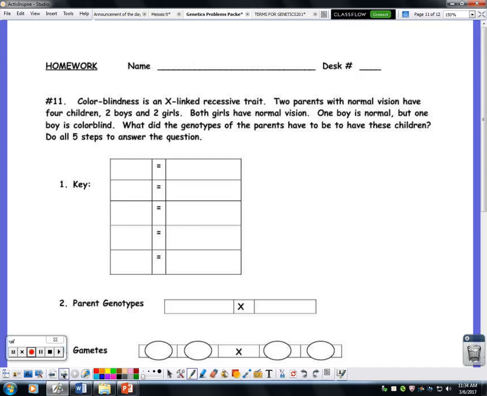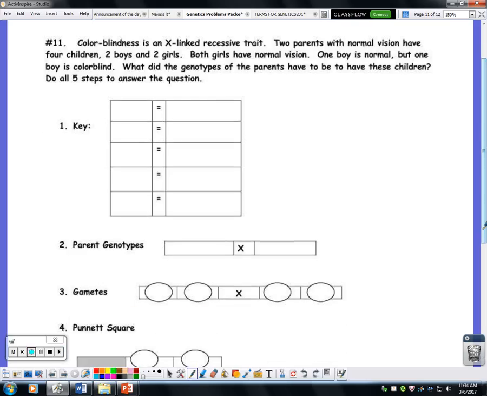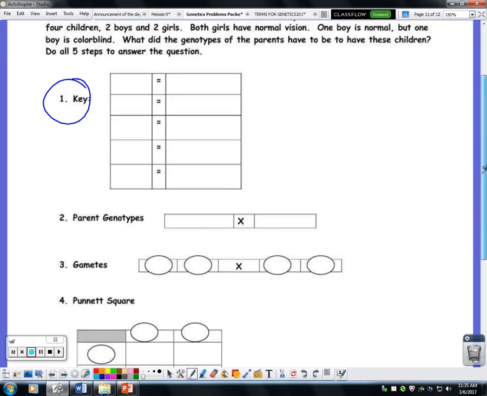So you're going to have to work backwards. Figure out what the kids are and then figure out what the parents are. It's a little bit of a puzzle, but you can do it. First thing you do, as usual, is do your key. Then, I would do your Punnett squares, put your kids in, fill that out. Given the clues that I've given you, both parents have normal vision, 2 girls, both of them have normal vision, boys, 1 normal, 1 colorblind. And then go back and fill out the rest of the sum.